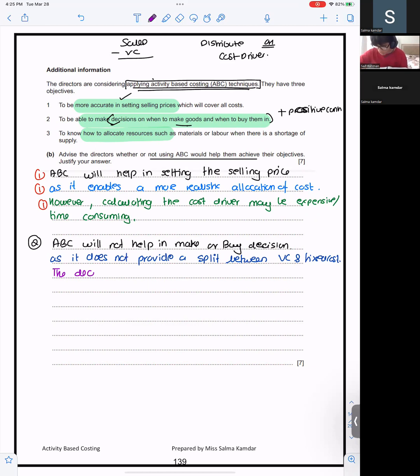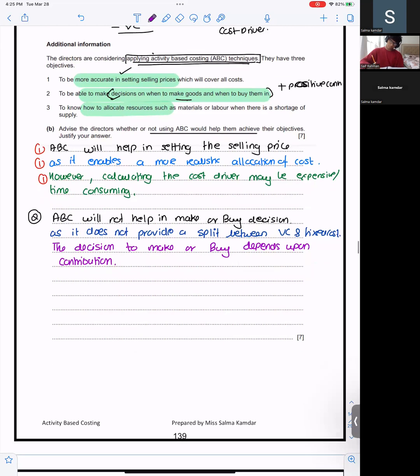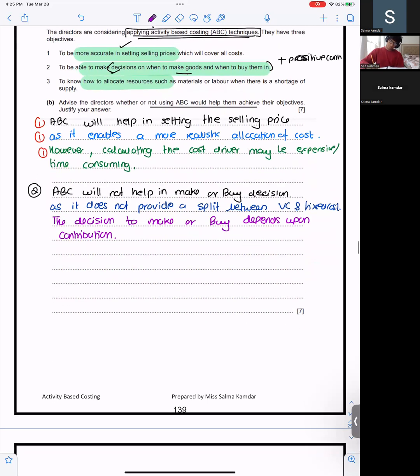The decision to make or buy depends upon the variable cost and fixed cost, that is, the contribution. As long as the product has positive contribution, you can go ahead with the decision. Whatever has a better contribution, you decide upon that. So ABC will never help you to make or buy. So this objective is not achieved with ABC.